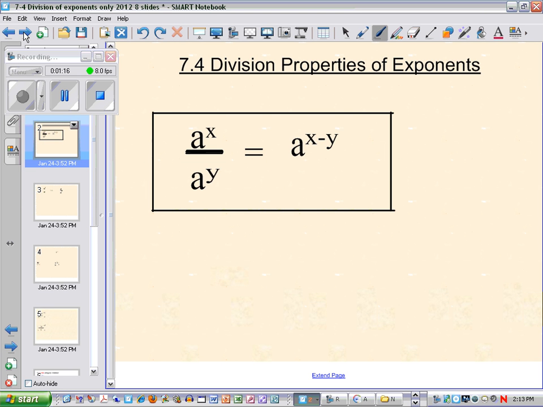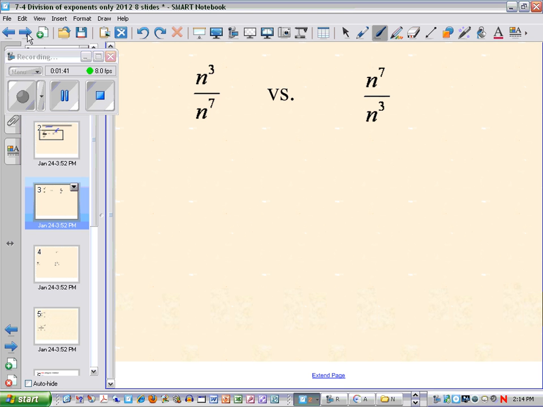So we're talking about division properties of exponents. So if you recall from the last lesson, whenever we multiplied with like bases, we added the exponents. So you can probably guess what's going to happen when we divide with like bases. Sure enough, you subtract the exponents. So keep the same base, subtract the exponents. So let's see an example here.